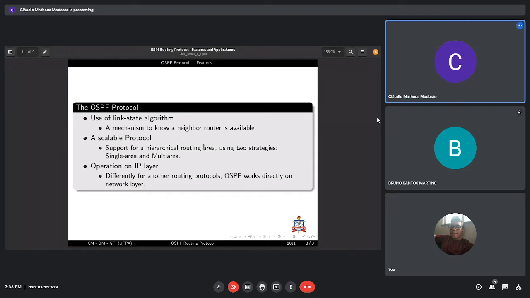For the last feature, there is operation on the IP layer. Differently from other routing protocols like BGP or RIP, OSPF works directly on the network layer. This way, the TCP protocol doesn't guarantee the consistency of the extended data, so OSPF has to implement its own strategies to mitigate the situation. So, given this initial presentation, we prepared an application to show, as I mentioned before. So, Bruno.